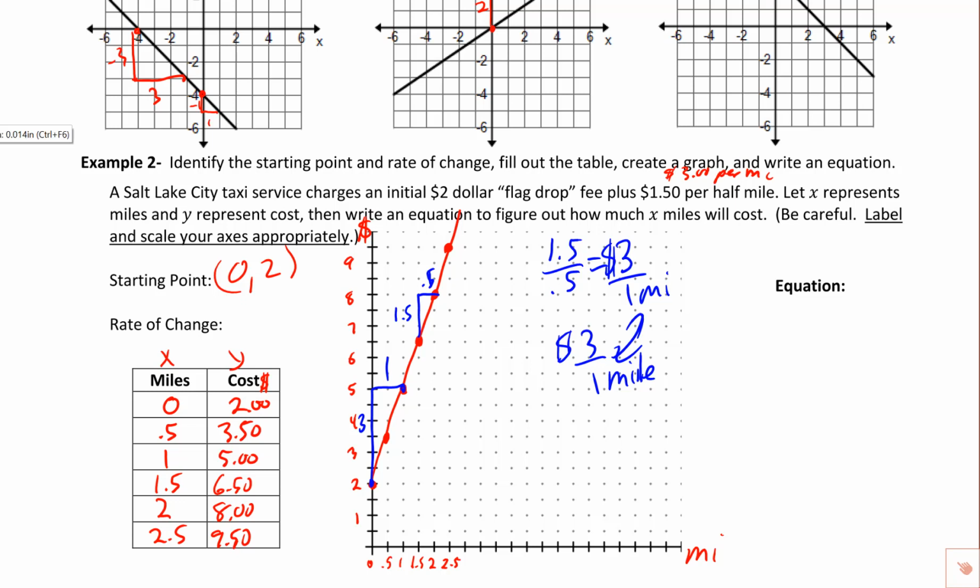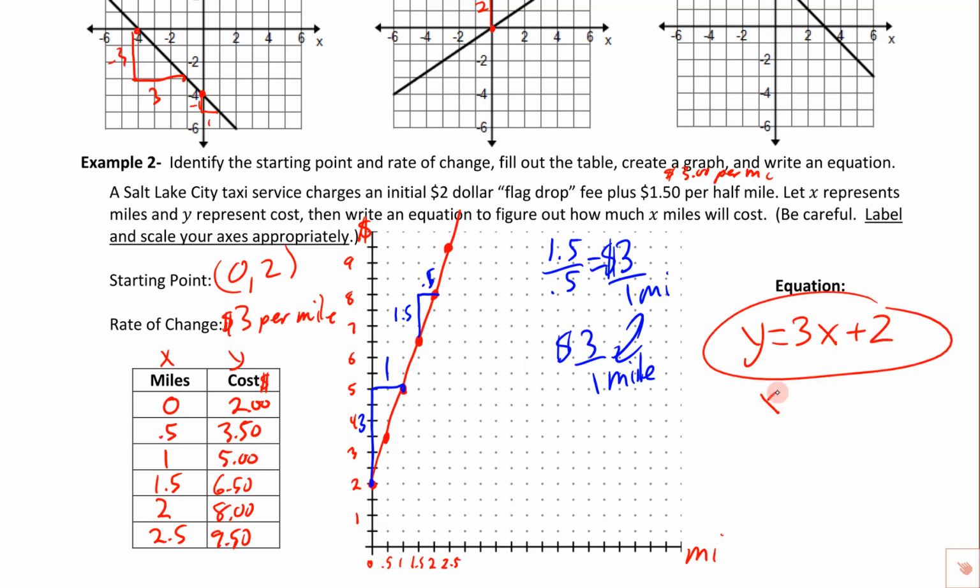So let's write down an equation. We got the rate of change is 3. Okay, and we'll write $3 per mile. So the equation would be, we need the slope. The slope is the rate. So that's going to be 3. We'll put an x right here, plus the y-intercept. That's our starting point. That's where it crossed the y-axis, so that's going to be a 2. So we're going to circle that, but remember, we've got to tell people what x and y represent. So in this particular case, let's look down here at the x-axis. That represents miles, and they said that up here.